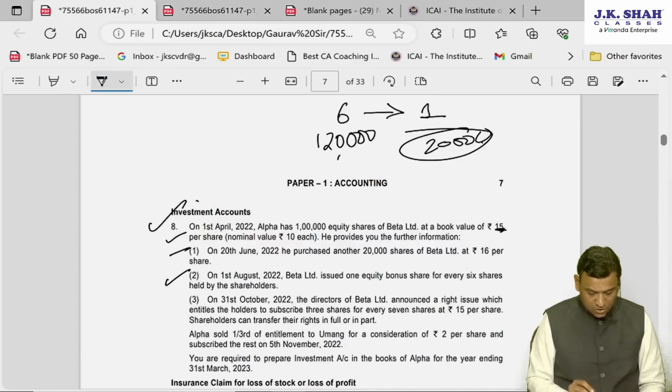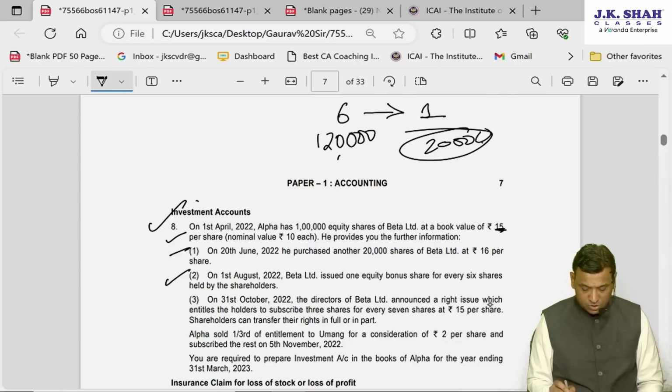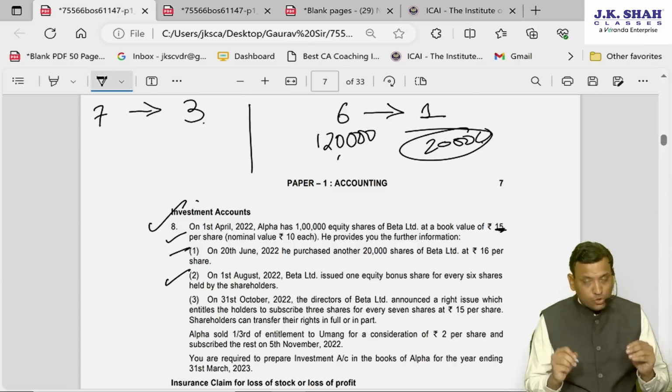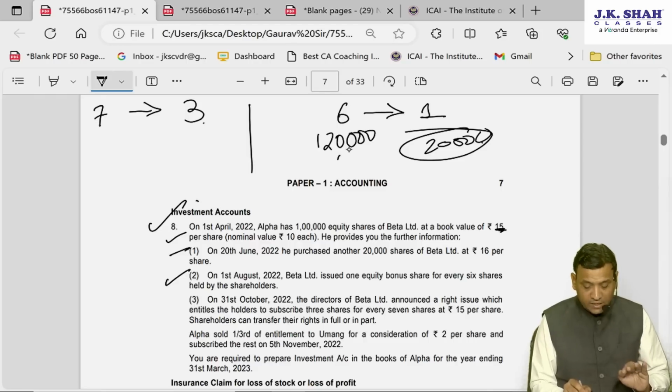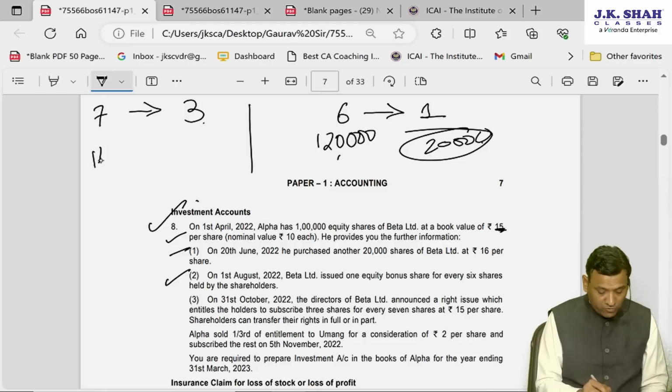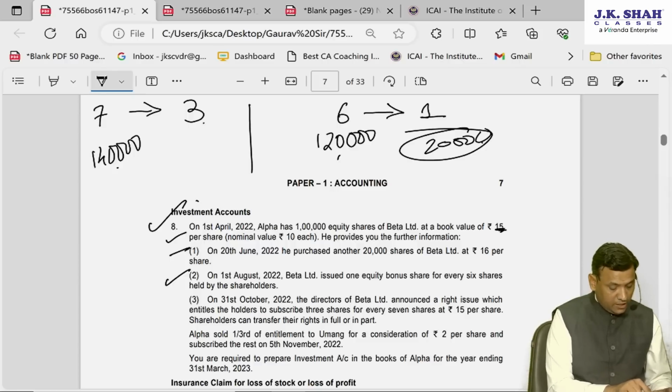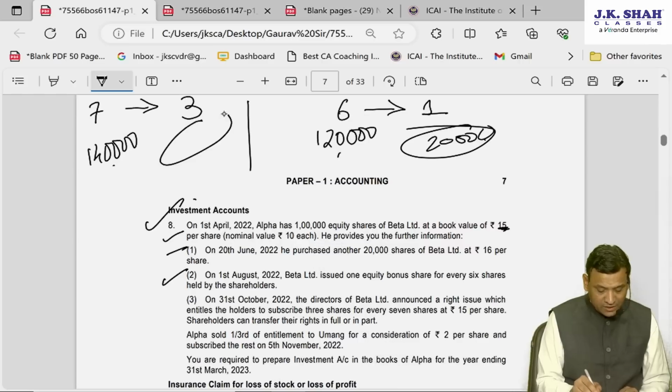The next. On 31st October, the directors of Beta Limited announced the right issue which entitles the subscriber to 3 shares for every 7 held. So now they say if you hold 7, we will be giving you 3 shares. How many shares do you hold? Don't you think you already had 120? Then you got 20 bonus. So you have 140 shares now. So 140 shares into 3 divided by 7 gives you 60,000 right shares.